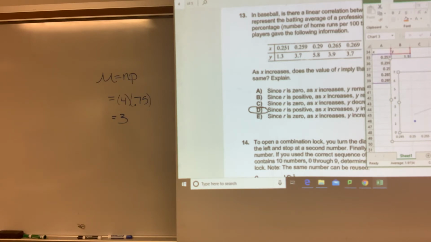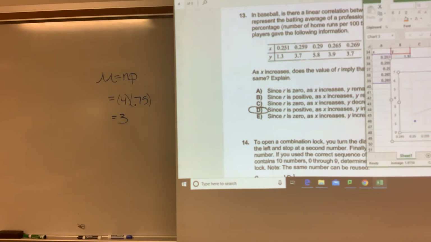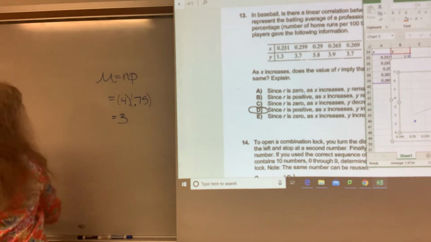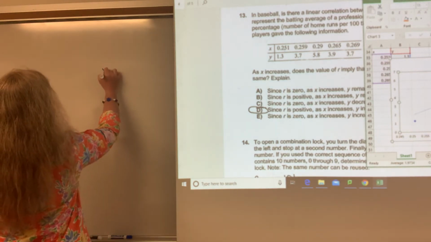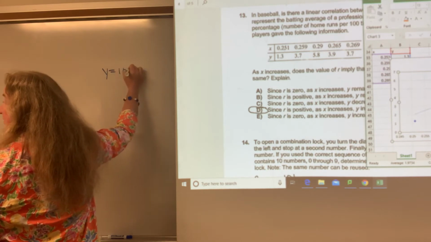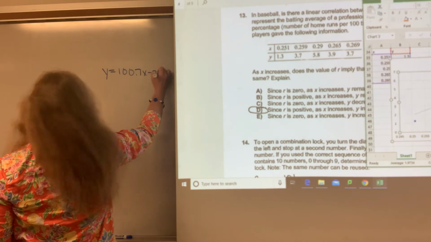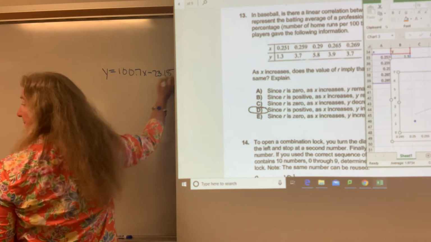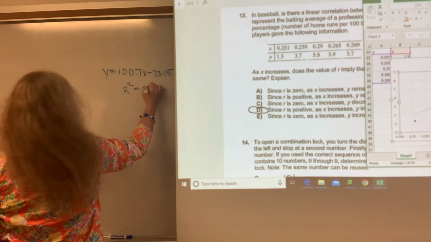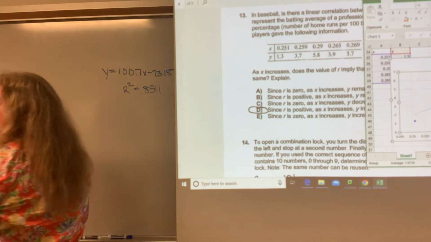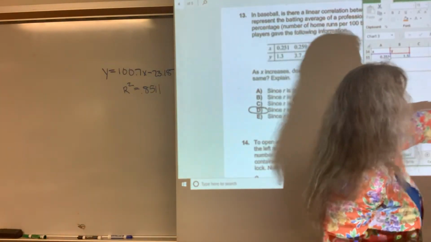So now I have an equation, and let me write this equation down here on the board a minute so that we can see it. So y equals 100.7x minus 23.187. My R squared equals 0.8511. I see that my line has a positive slope.